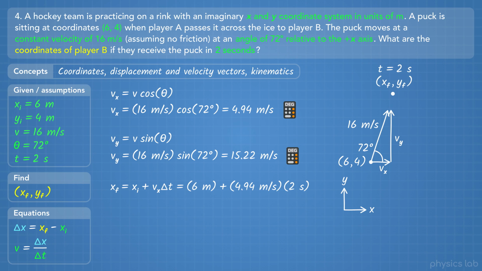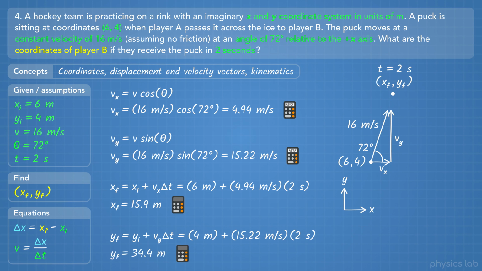We plug in 6 meters for x initial, 4.94 meters per second for Vx, and 2 seconds for t. That gives us 15.9 meters for x final. For the y position, we plug in 4 meters for y initial, 15.22 meters per second for Vy, and 2 seconds for t. That gives us 34.4 meters for y final. That's the same answer we got before. We just did the steps in a different order.